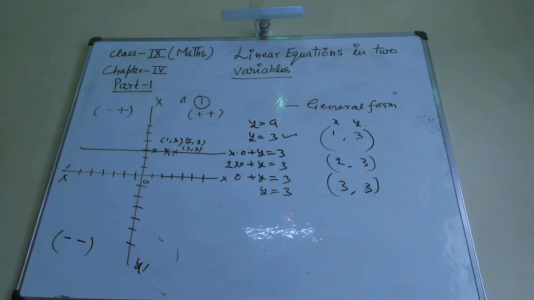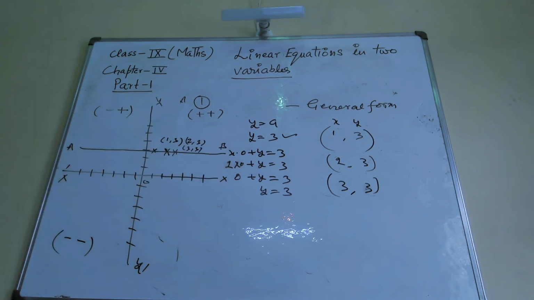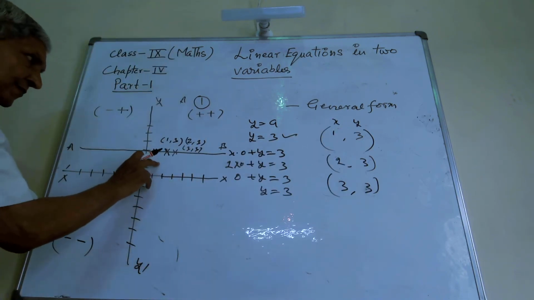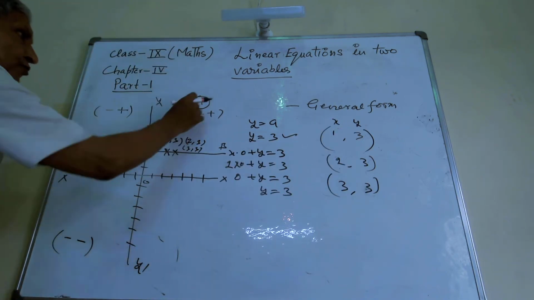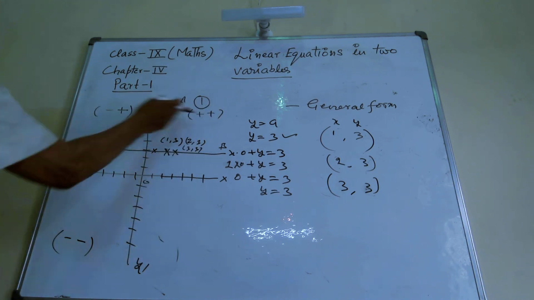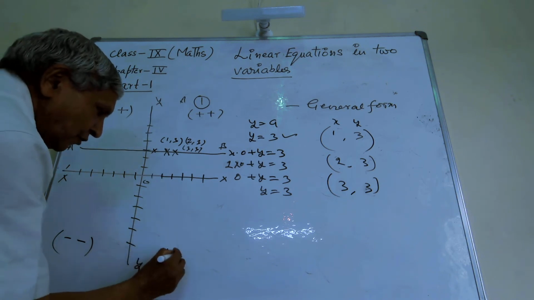This is the line which is parallel to x-axis. This is a line AB which is parallel to x-axis. I have plotted these points in the graph according to the moving condition of these points. These points can move in this way.